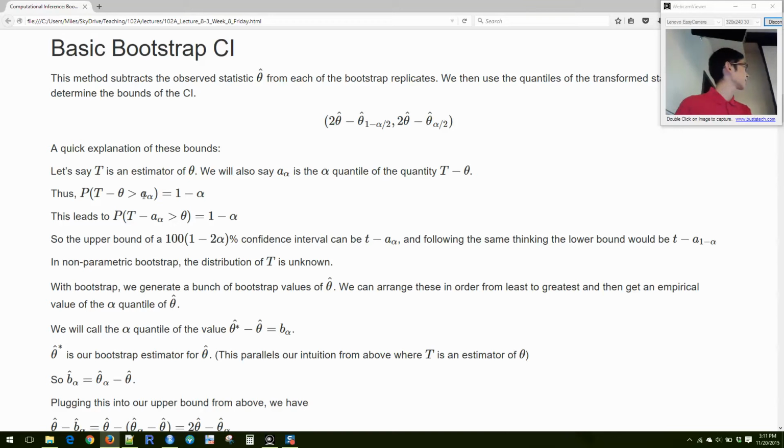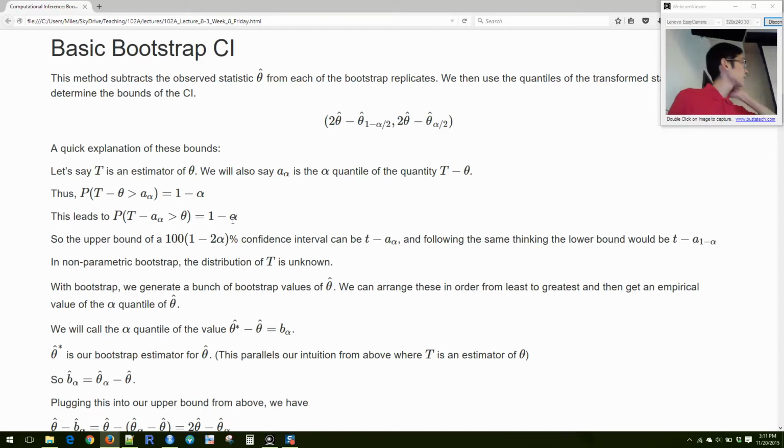So if this is the alpha quantile, then T minus theta is a random variable. The probability that this quantity is greater than A sub alpha is going to be 1 minus alpha. That's what it means to be the alpha quantile. Then if I swap these and move terms around inside, I've got the probability that T minus the alpha quantile of A is greater than theta, still equal to 1 minus alpha.